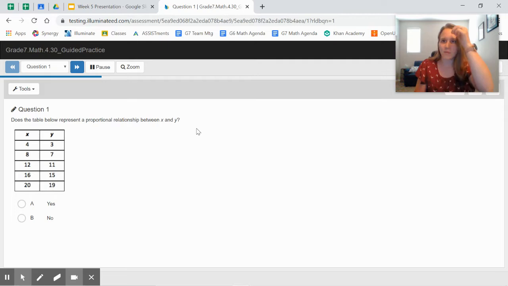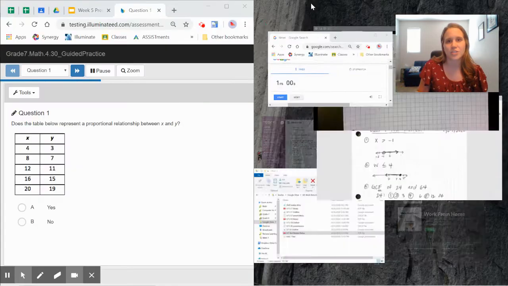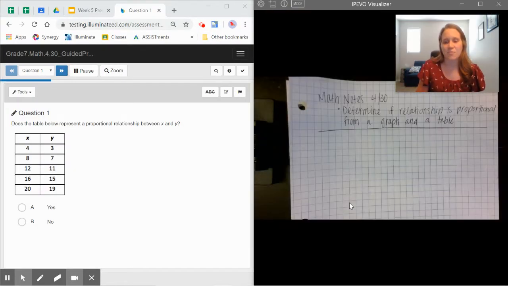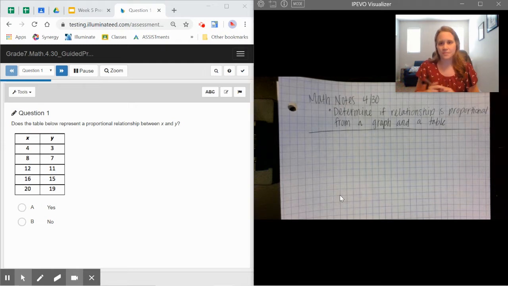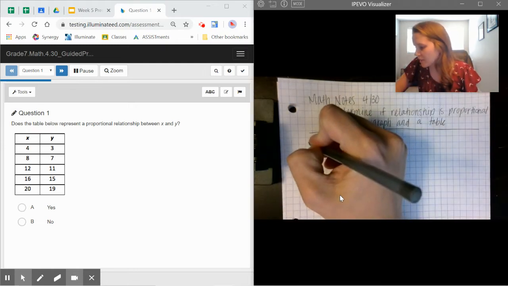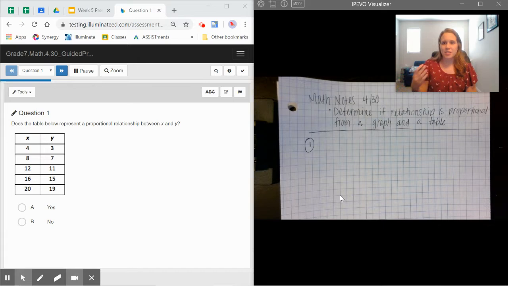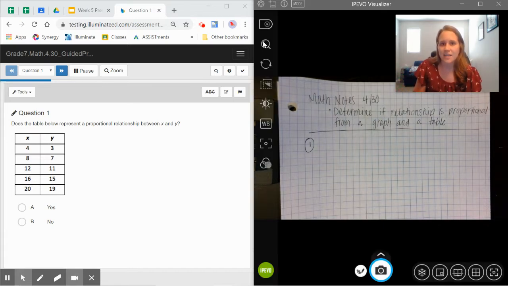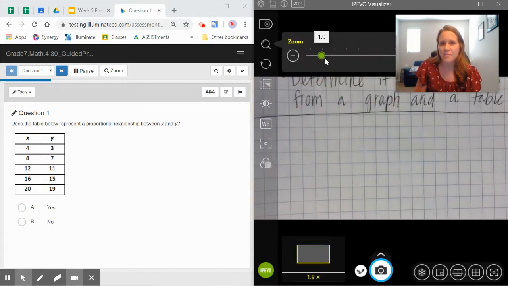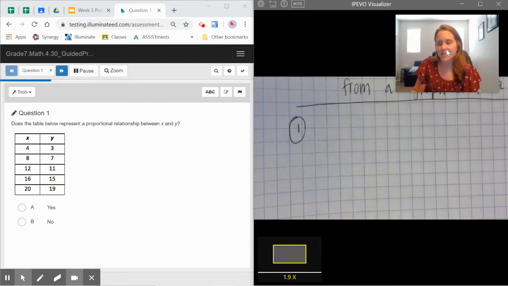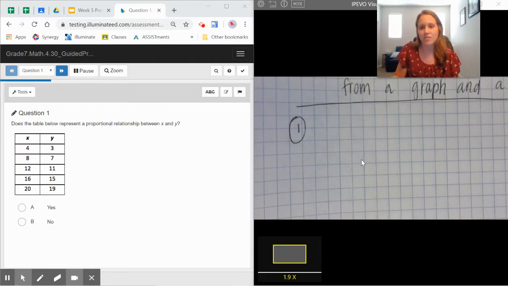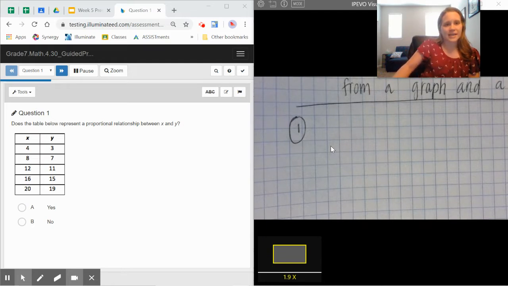Starting with question 1. Question 1, does the table below represent a proportional relationship between X and Y? Okay, go ahead and make sure you have notes set up like I do. This kind of question is a lot easier, I think, if you're given a classwork, then you can just mark up the table. But unfortunately, I can't give you a packet because we are learning remotely. So how do we show our work here?